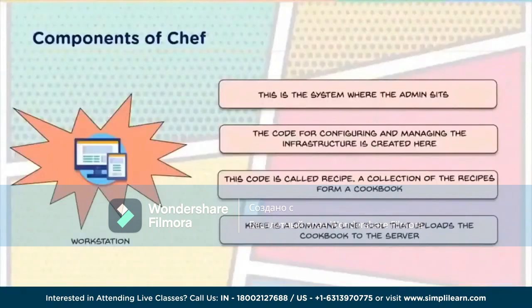So our first component is the workstation. The workstation is the system where the system administrator sits. He or she creates the codes for configuring your nodes. Now these codes, which in case of Chef are written in Ruby, are called the recipes. And you'll have multiple recipes. So a collection of recipes is called a cookbook. Now these cookbooks are only created at the workstation, but they need to be stored at the server.